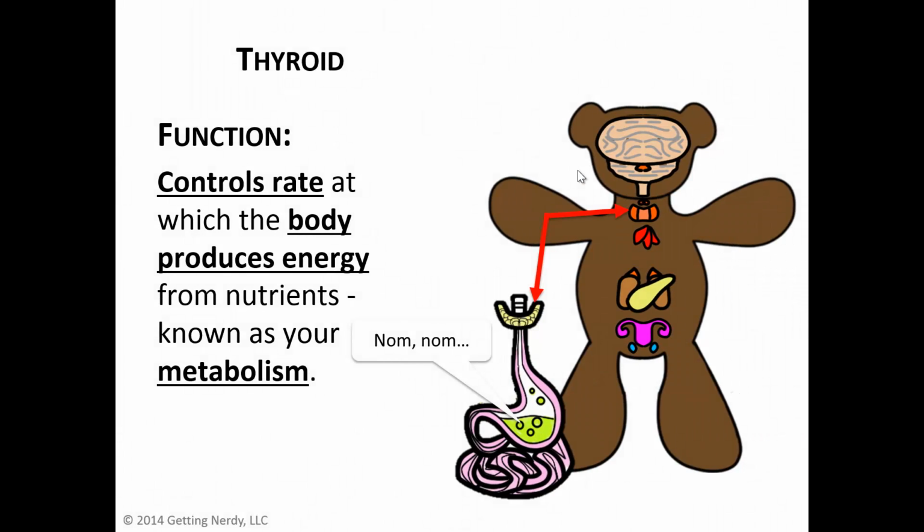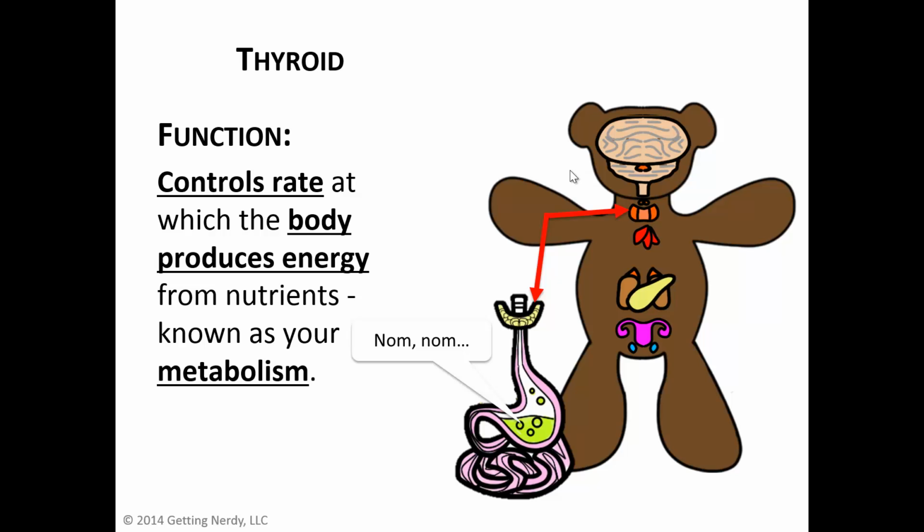Alright, the next one is the thyroid. The thyroid is found in your neck, actually, and it controls the rate at which your body produces energy from the things that you eat. It's called your metabolism. So we talked about before how some people have a really high metabolism, which means that they burn food really, really quickly for energy.